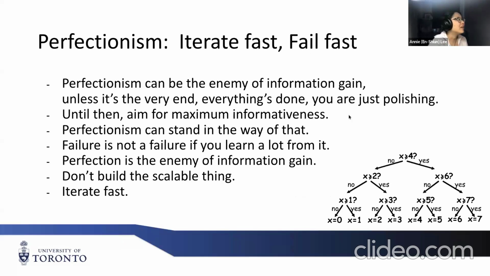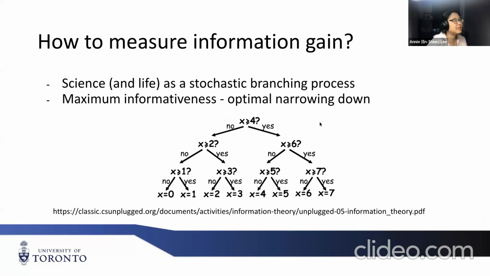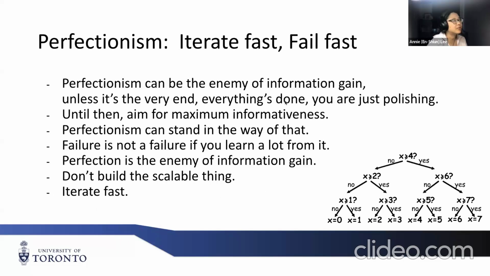Okay, so the idea is that we do not aim for perfectionism. We iterate and we fail fast, which is the big tech and startup philosophy. Perfectionism is the enemy of information gain. You just want to test as much as possible.